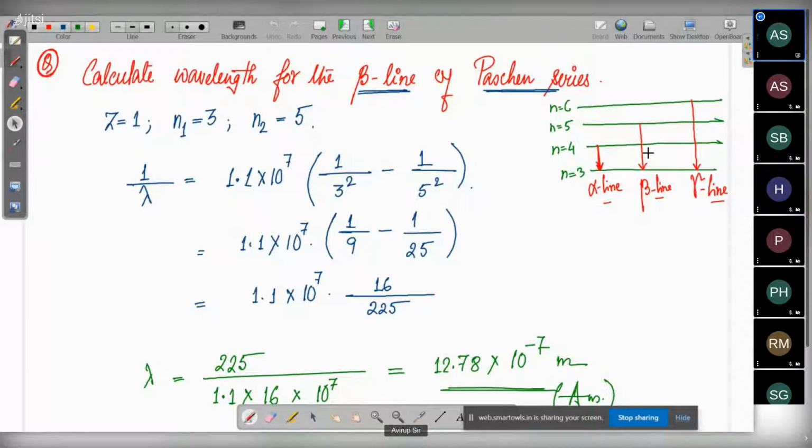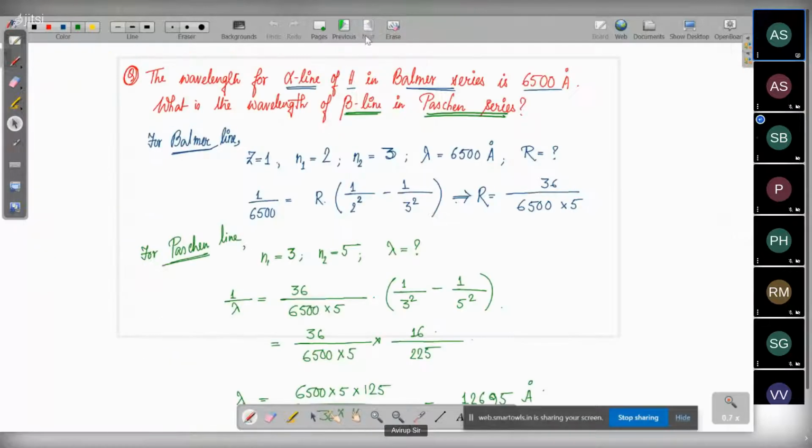For any series, the alpha line is always from the immediate next energy level, and the beta line is the second one. Then gamma is the third line, and so on. Because it is Paschen, the value of n1 is 3. Thus n2 will be the second one, that is not 4 but 5. This is the beta transition, 5 to 3. Okay, is it clear? Yes, sir.